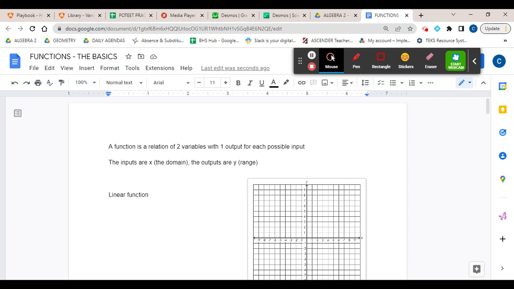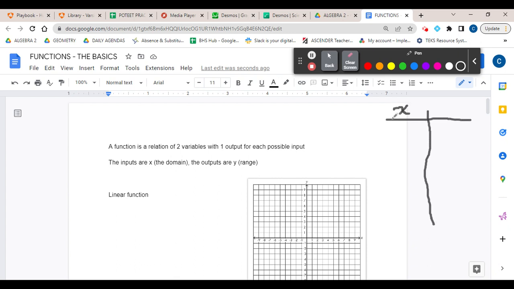A function is a relation of two variables with one output for each possible input. We know that. So in any function, we have our input, which is our x. Our output is the f of x, which is just again your y value. For every x value, it's going to shoot out a y value, and that is going to be dependent on what the function is. So each x is going to spit out a y, based on how we calculate it.